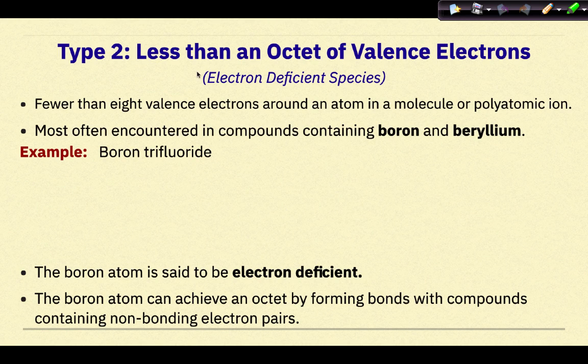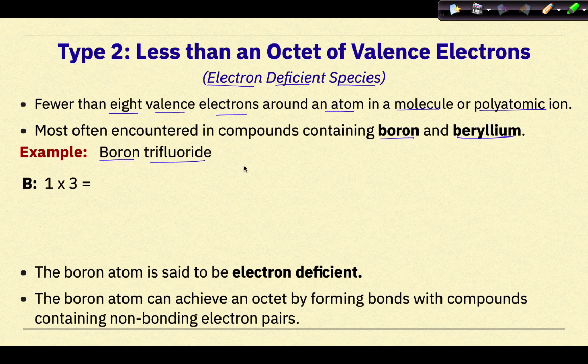Type 2, less than an octet of valence electrons, otherwise known as electron deficient species. In this scenario, we have fewer than 8 valence electrons around an atom in a molecule or polyatomic ion. These are most often encountered in compounds containing boron and beryllium. So the example that we're going to look at is boron trifluoride.